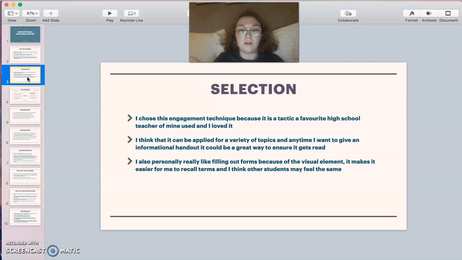I know that when I was in his class, I was a lot more active with my notes because I filled them in myself, but I also knew they were accurate because they were partially written by him. I also personally really like filling out forms because it gives a visual element. It makes it easier for me to recall terms, and I think other students might feel the same, especially in a field like mine, fashion design, where you tend to get a lot of very visual, creative learners.